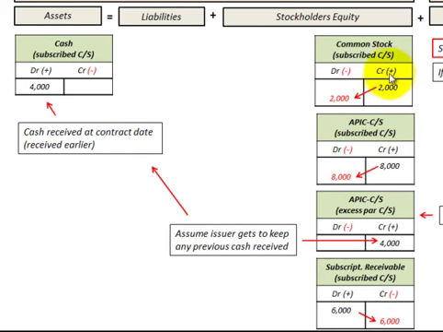And then for our other accounts here, for our subscribed accounts, we'd just be closing that out for both the par value and the subscribed amount here. And we'd also close out this subscription receivable because that would no longer be due to us.